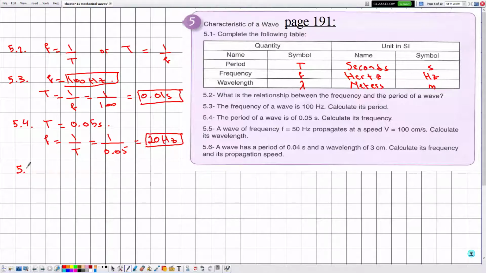Now as for 5.5, they are telling us a wave of frequency f is equal to 50 Hz.